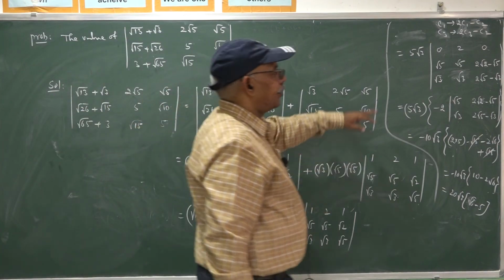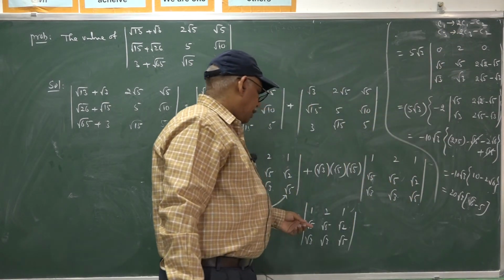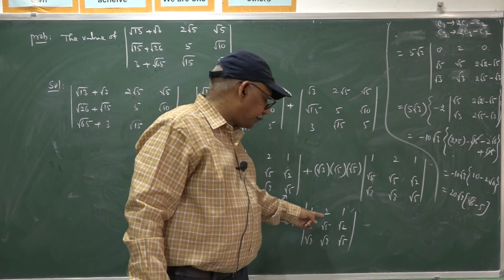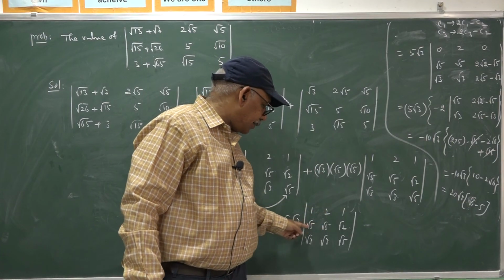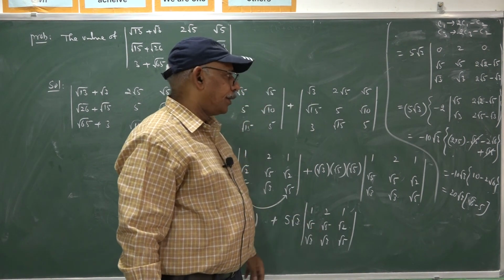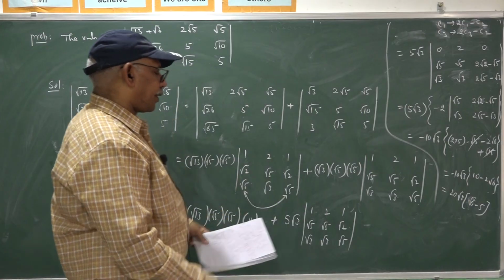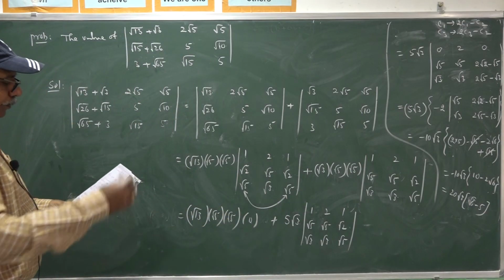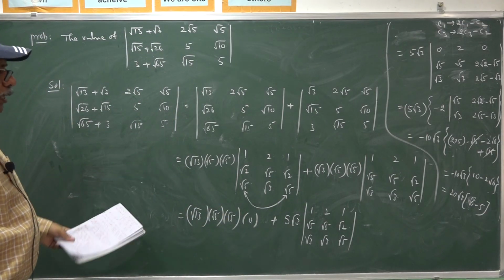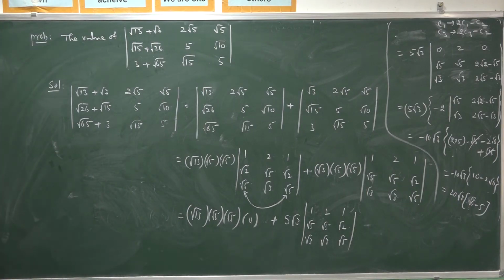Instead of taking this column-wise transformation, you can take straight away the difference of these two so that you can make zeros here. In such a way also you can find the value of the determinant. Of course, transformations are not unique. You can do as according to your convenience. They are not unique.